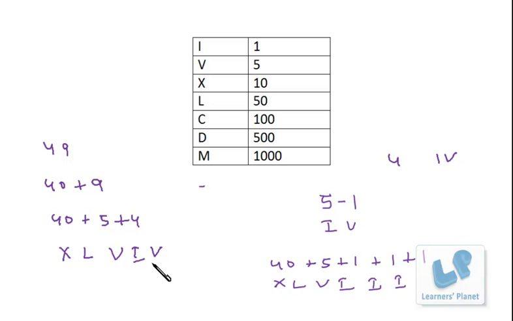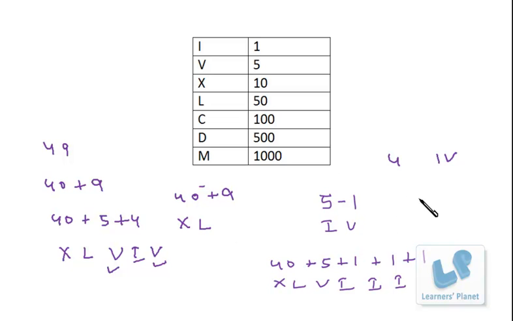Now my dear kids, this is a wrong representation of 49. Why? Because V is being repeated two times. But in the Roman number system, V, L and D can never be repeated in a Roman numeral. So we cannot write V two times. So we want another way to write 49. What I do is I write 40 plus 9. Now what is 40? It's XL.